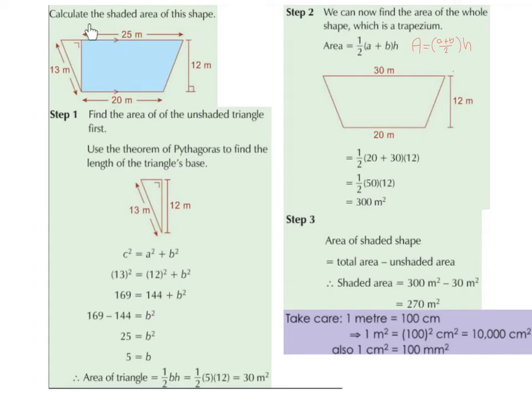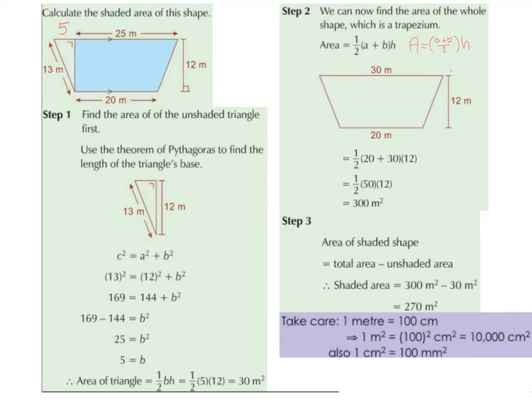So if this is 25 and this is 5, then 5 plus 25 is 30 meters. So this parallel side is 30 meters, and then this parallel side is 20 meters. And the height, the perpendicular height, is 12. So we're not interested in the slant height of the trapezium. We're not interested in the 13. We're only interested in the perpendicular height.